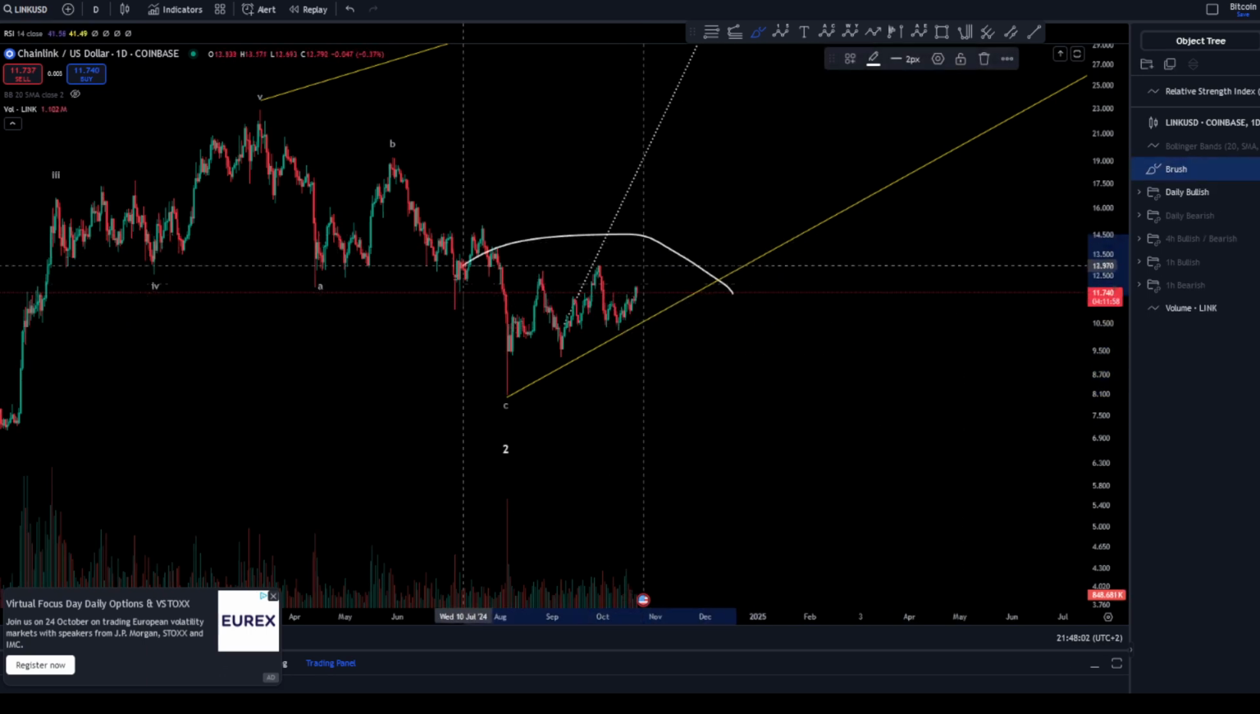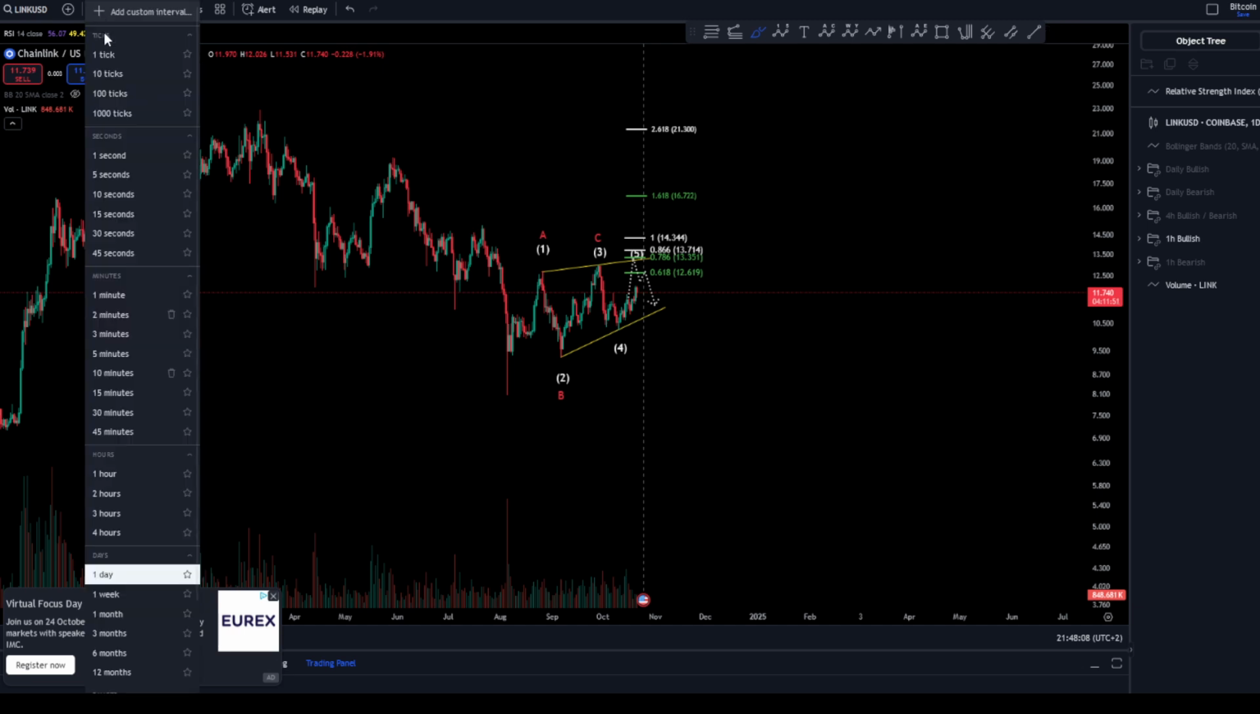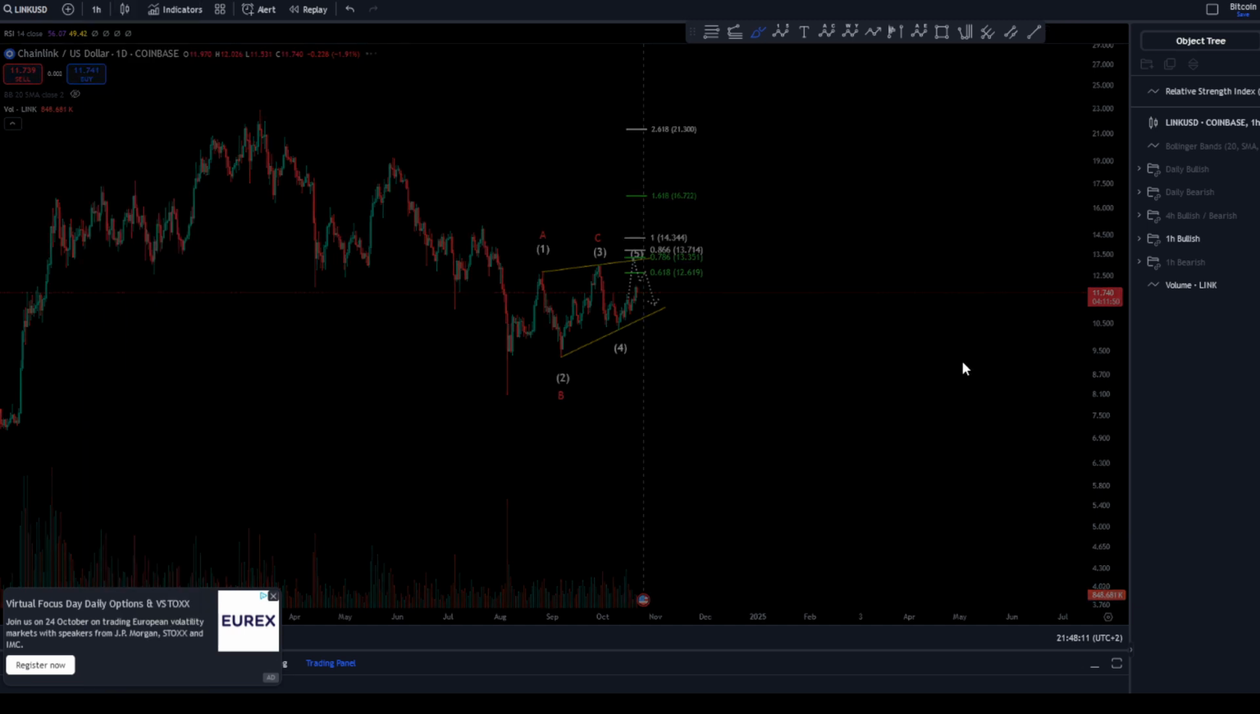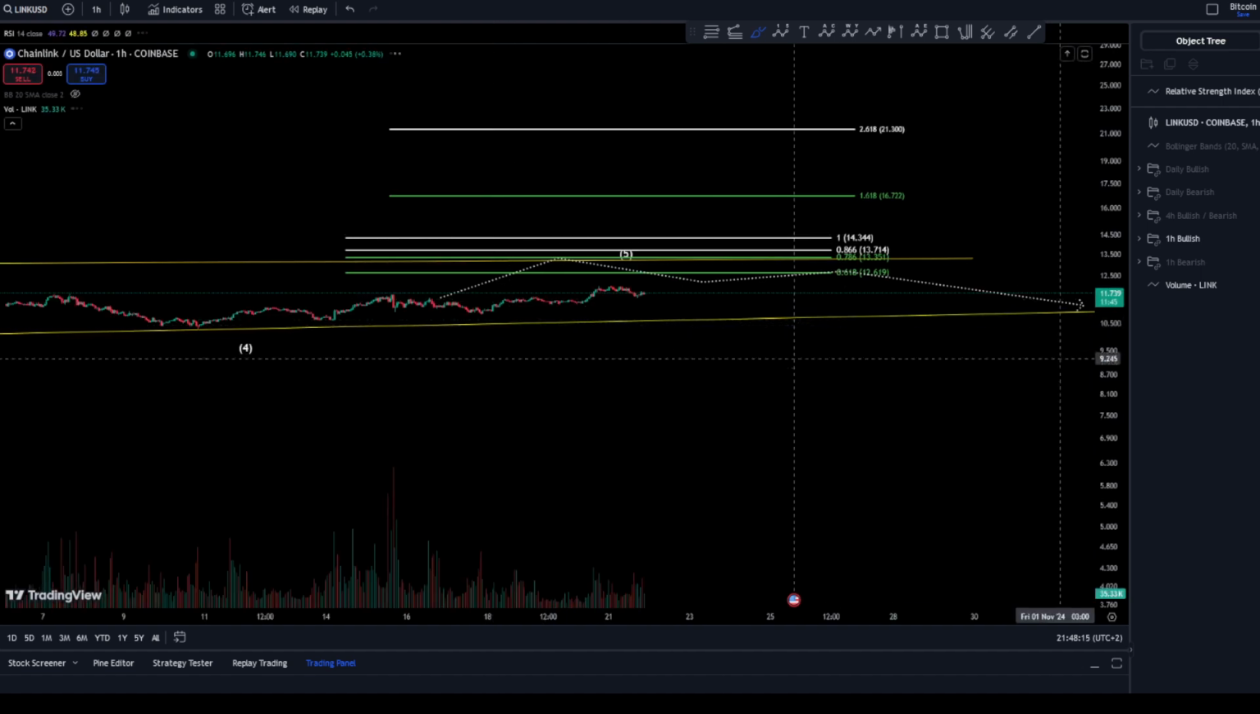So if you want to look at our bullish scenario in the 1 hour chart, here we go. We have our contracting diagonal on the 1 hour chart. I'm gonna zoom in inside it. Okay, sorry for the lag.